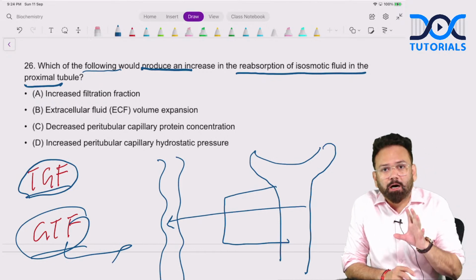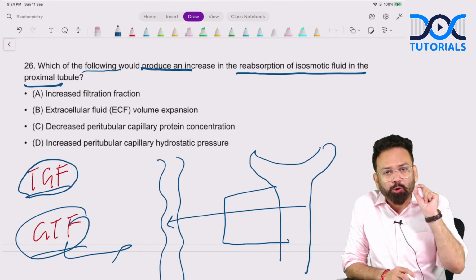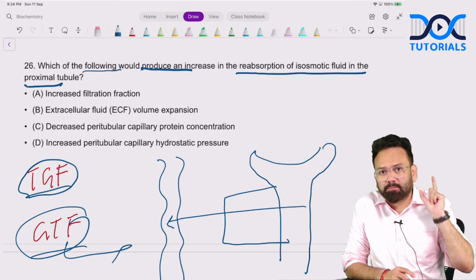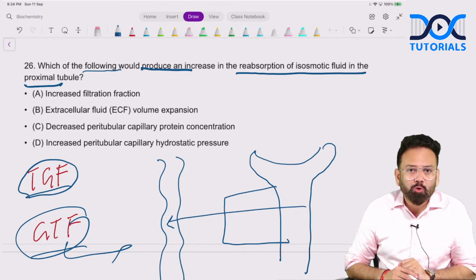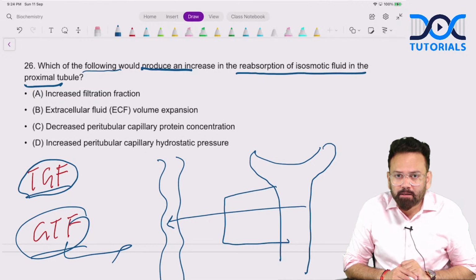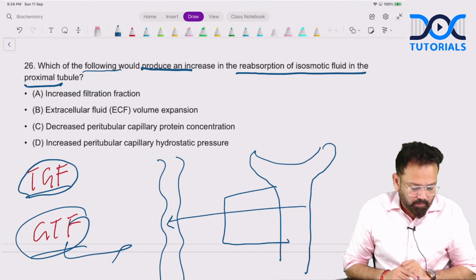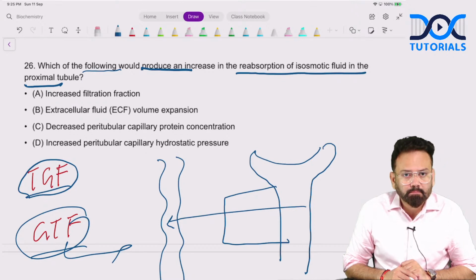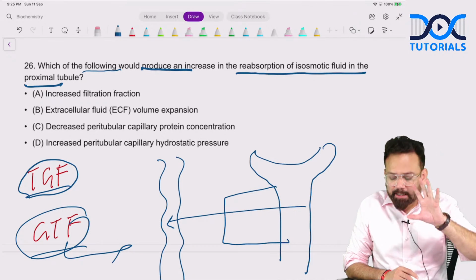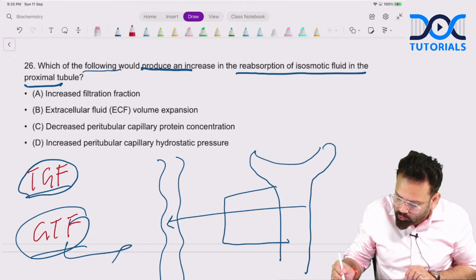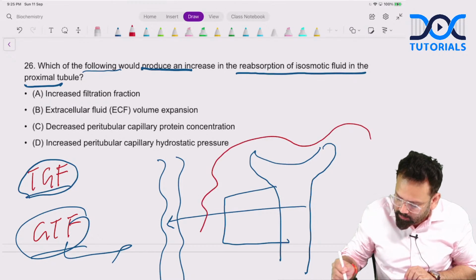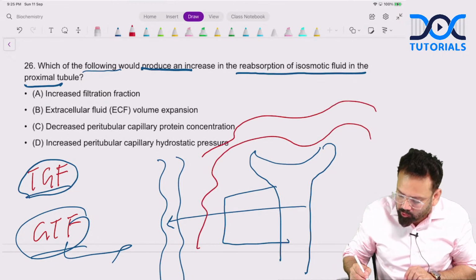This question is regarding the glomerulotubular feedback mechanism. Yes, Sane, A or D? Let me tell you. Suppose these are your afferent arteriole and the efferent arteriole.